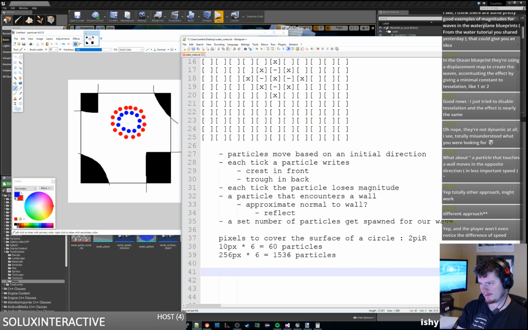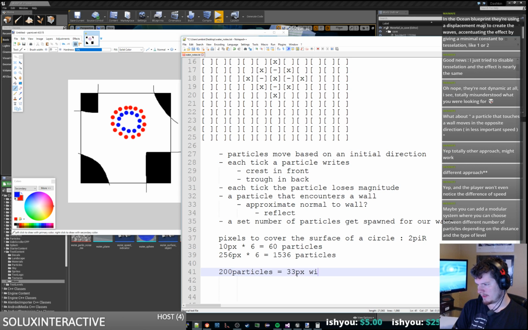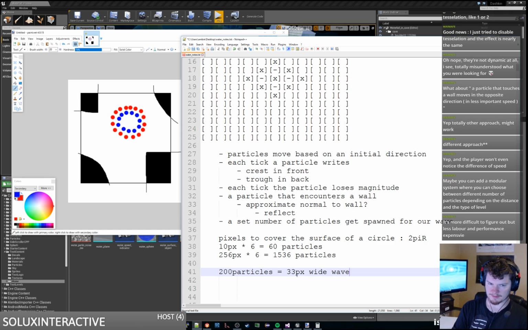Alright, let's say we've got a max of 200 particles. So we're just like 200 divided by 6. So we could have about a 33 pixel wide wave. Yeah, that would definitely be there. We'd basically do a calculation of the lifetime and everything like that, and then spawn that number of particles.